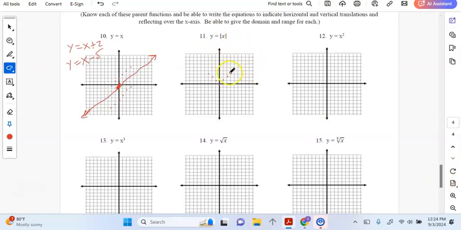Okay, so the absolute value parent looks like this. And when we translate the parent, we looked at that. Here's an example. What's my translation here? Right 1, up 3. So again, it's going to get kind of messy, but if you want to color code these, or at least just label them. So there's the translated parent.